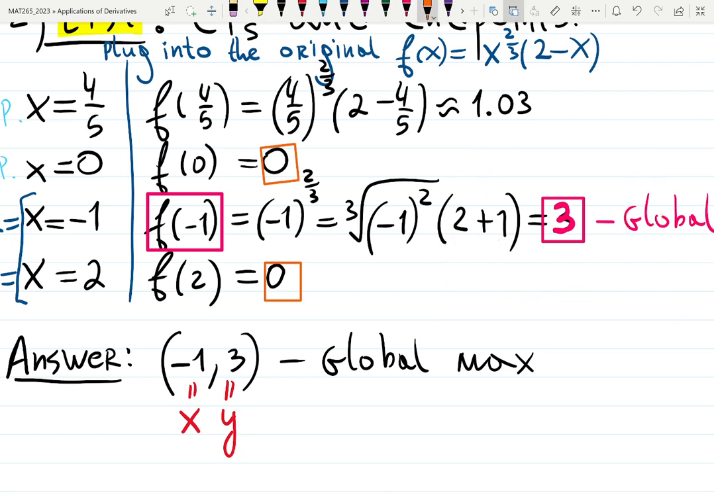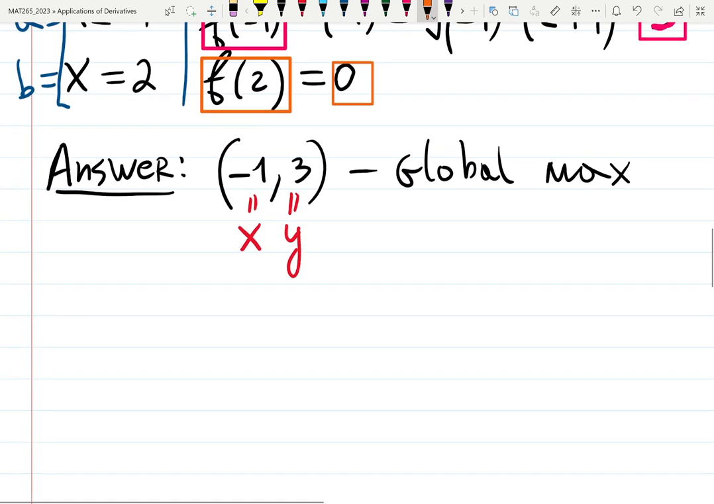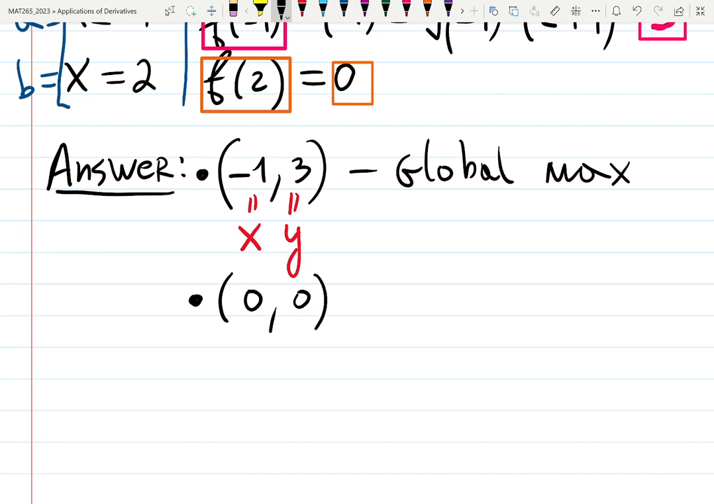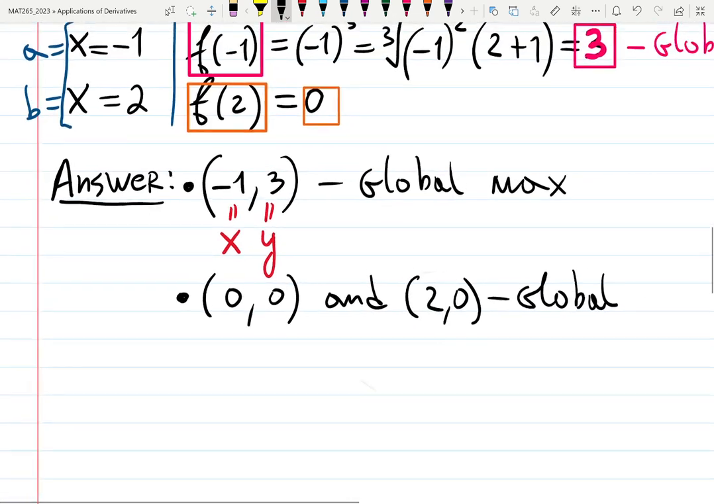So I'm gonna put this in orange. At 0 and at 2, the function ends up having a global minimum. So let's put a bullet point, like 1 and 2. At (0, 0) and (2, 0), we have a global minimum. And from the picture you saw that.